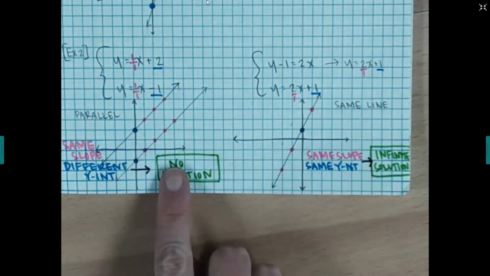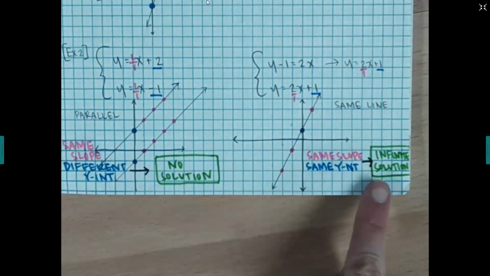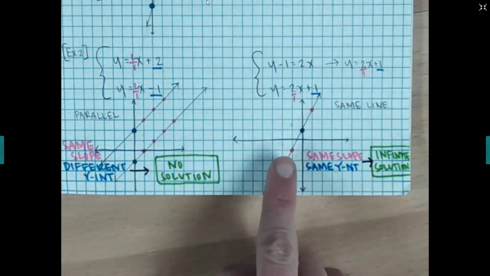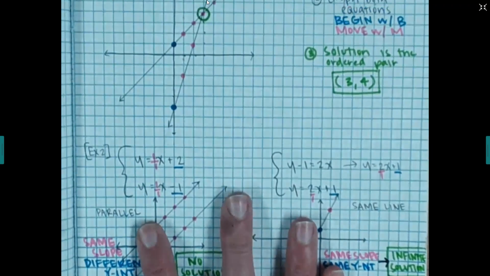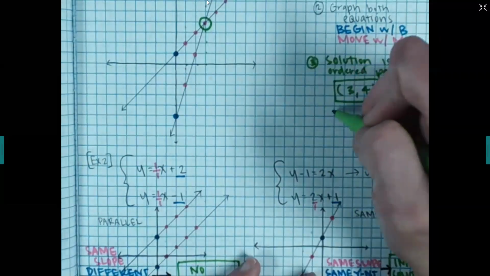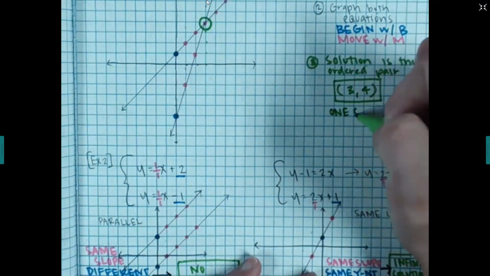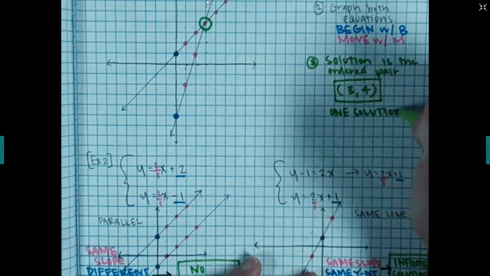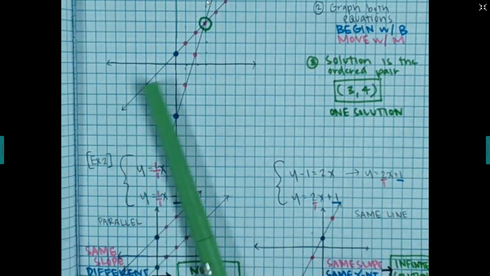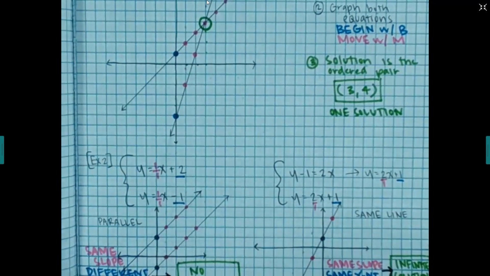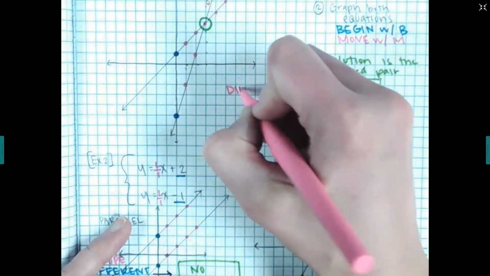Now, no solution, same slope, different y-intercept. Infinite solution, same slope, same y-intercept. If we have one solution, like we did previously, the slope was different and the y-intercept was different.